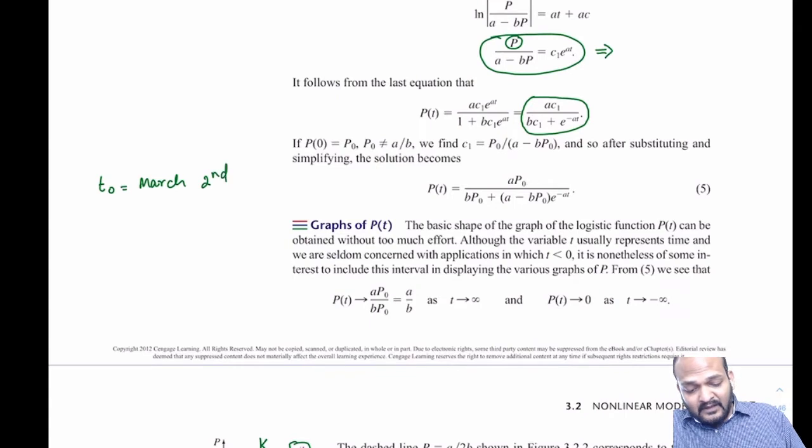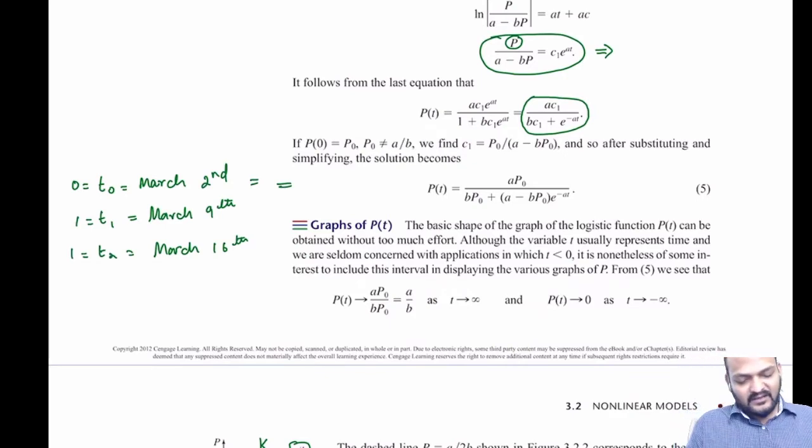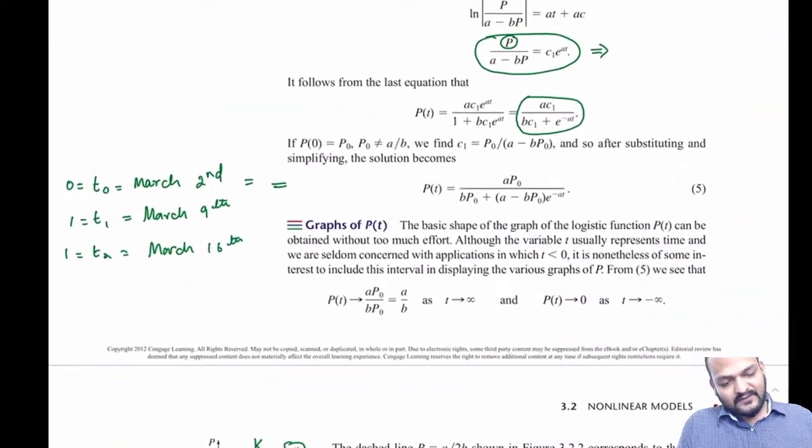And since we are looking at every week, t1 is March 9th, and t2 is equal to March 16th, and so on, using whatever the number of the population is. I'm just making this up, right? Rather than making it up, let's actually try to figure out what it is.